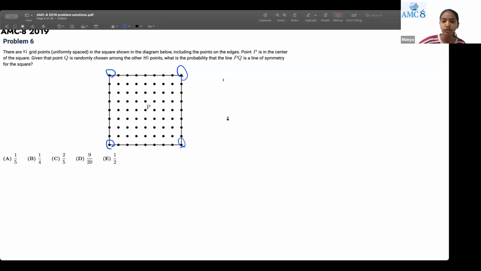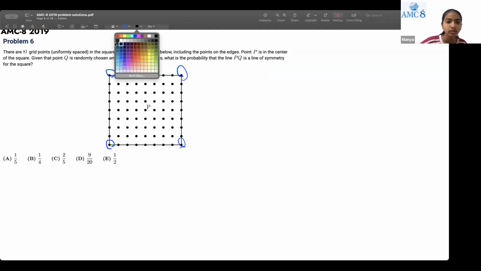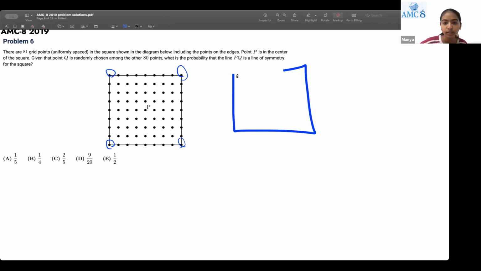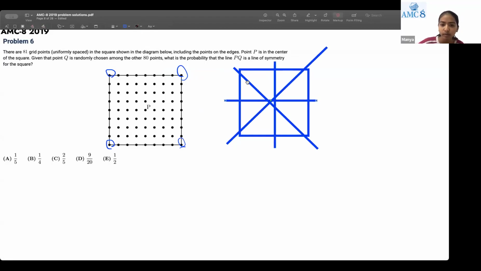And so first of all, we'll just start by drawing a square. So I'll draw a square here. This looks something like a square. And so the lines of symmetry that are possible are this one, this one here, and this one here. This is not a perfect square, but yeah. So these are the lines of symmetry that are possible for a square.